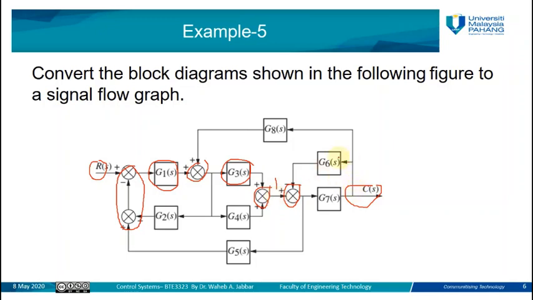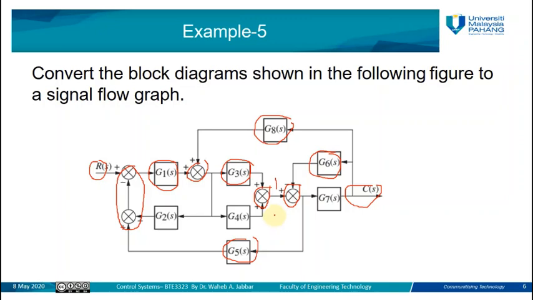Between the output node and the feedback node here, we have G6S. And between the same output node and the node here, the value will be G8. And between this node and the input node here, which is the error value here, or the main input node, the value will be G5.